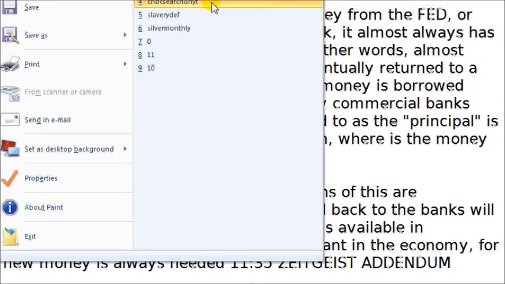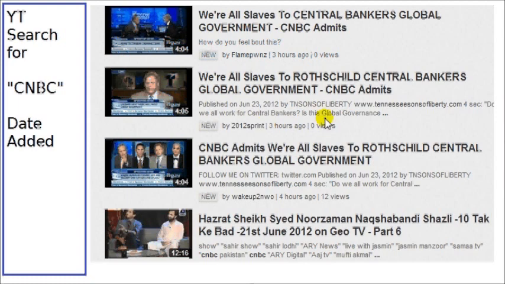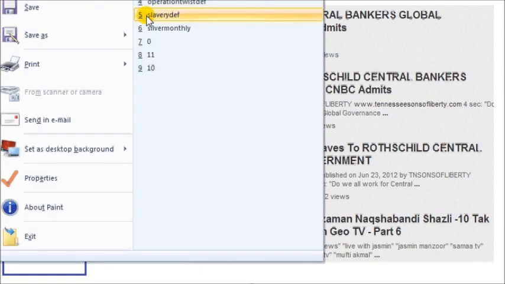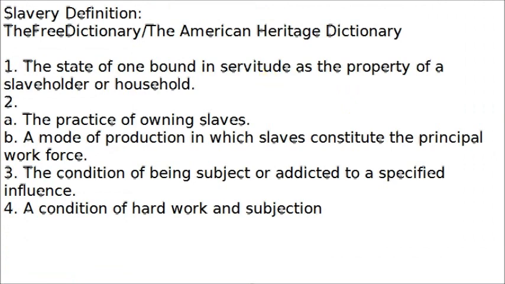It'll still be a little while before we go to the charts, not too much, but before we do, I'm just going to go back again to this where they admit that we are all slaves. So let's take a look at what the definition of slavery would be. This is from the American Heritage Dictionary via freedictionary.com, and the definition states: the state of one bound in servitude as the property of a slave holder or household. The state of one bound in servitude.